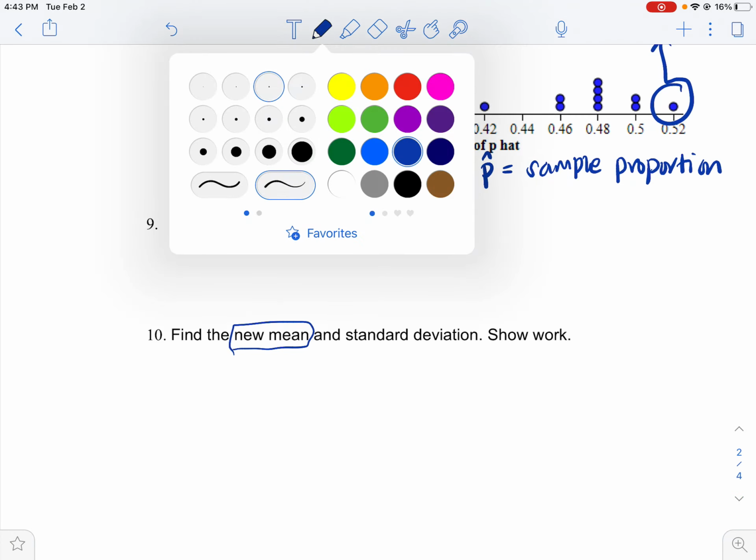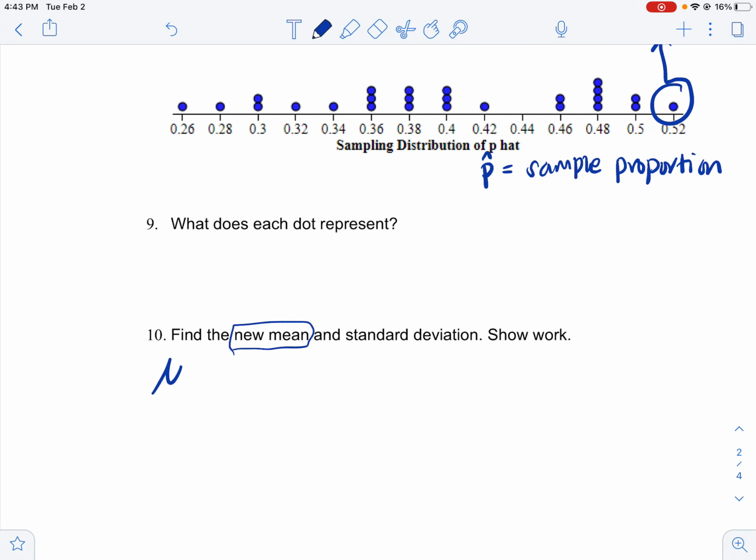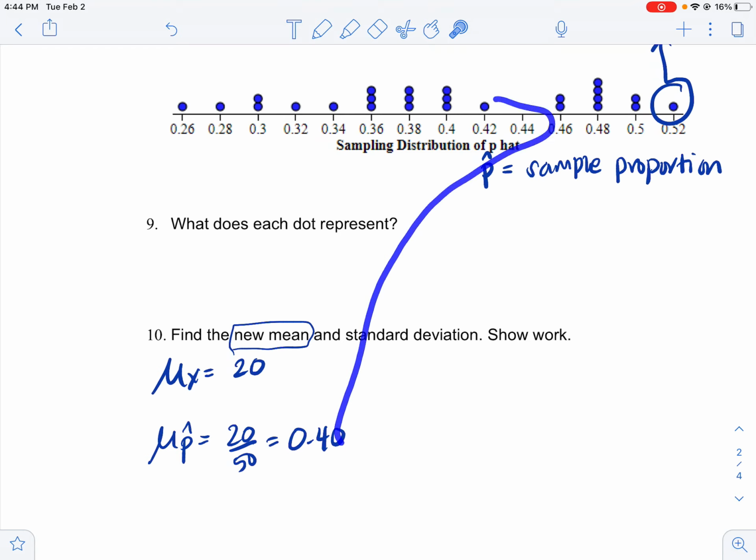And how do I convert that to 0.4? My original mean for x was 20. But I'm not looking for the mean of x. I'm looking for the mean of the sample proportion. So because I divided every single number by 50, I would also divide the mean by 50. And I will get 0.4. And now you got 0.4 over here.